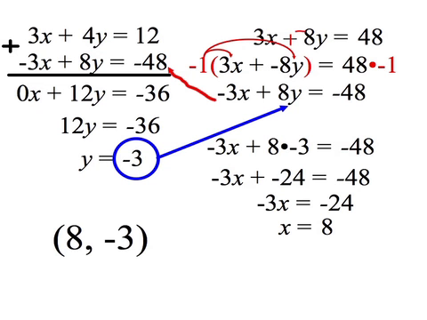We're very happy about that because we've used this system 3 times, once with graphing, once with substitution, and once with linear combination, and we've gotten the same solution all 3 times. And that's the beauty of mathematics.